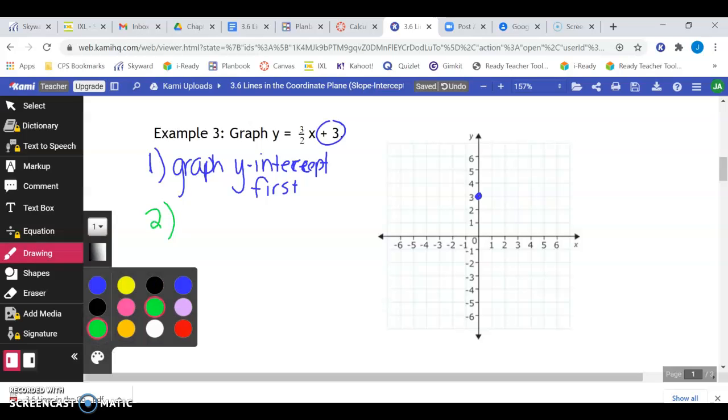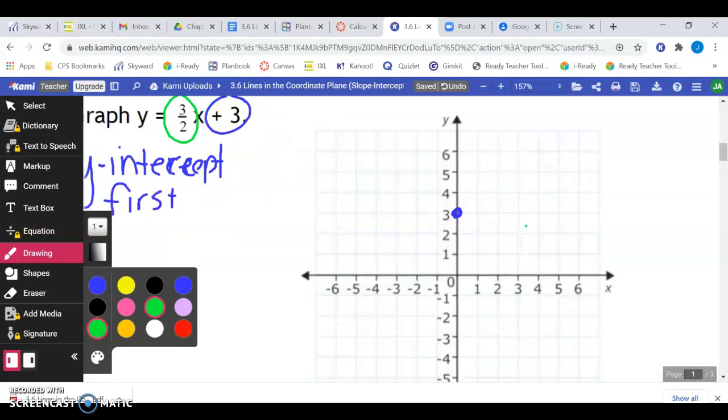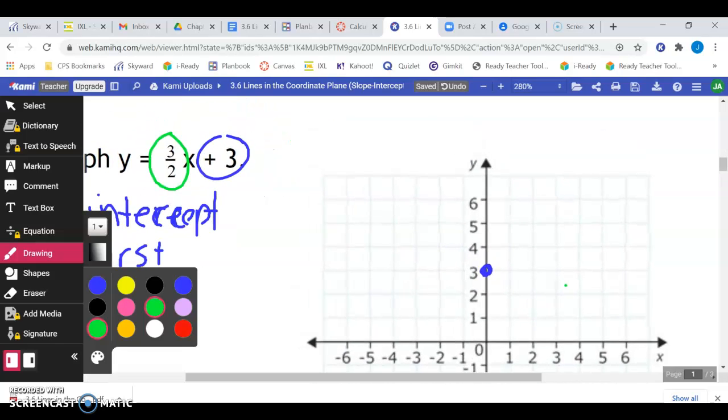And then step 2 is do the rise over the run from your y-intercept point. So our slope here is 3/2, so that means we rise 3 and run 2. 1, 2, 3, 1, 2. So our new point is here, and then we can connect those two dots to have our line.